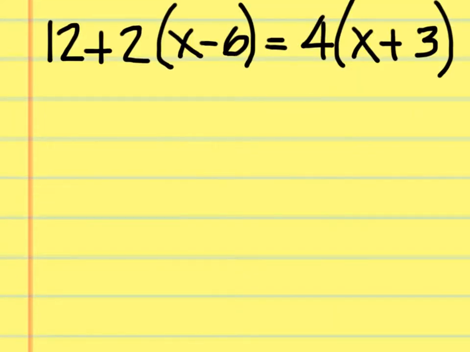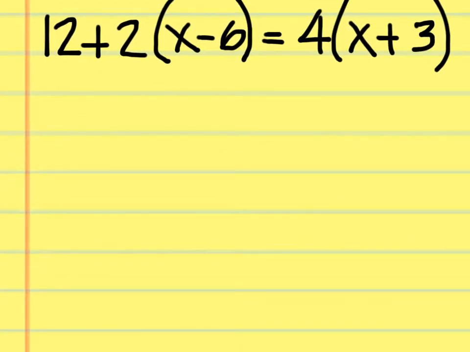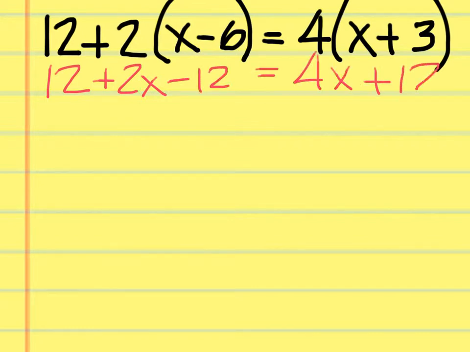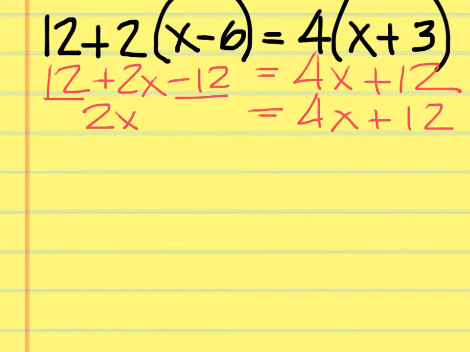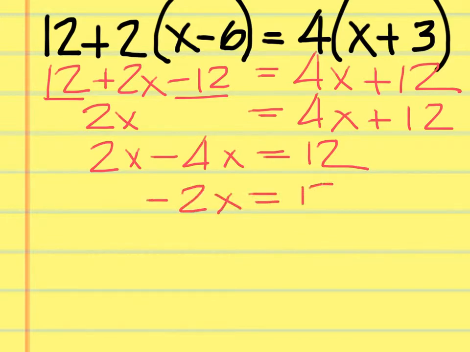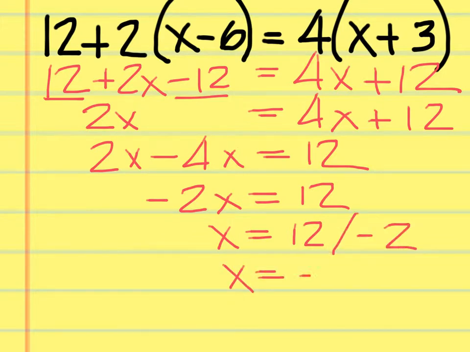Let's distribute the 2 first on the left-hand side to come up with 2x minus 12, and distribute the 4 on the right to get 4x plus 12. On the left-hand side we have a 2x, and 12 minus 12 is 0, so it just cancels out. On the right we have 4x plus 12. Move that 4x to the left, change the sign, and simplify to get a negative 2x equals 12. Divide 12 by negative 2 to get an answer of negative 6.